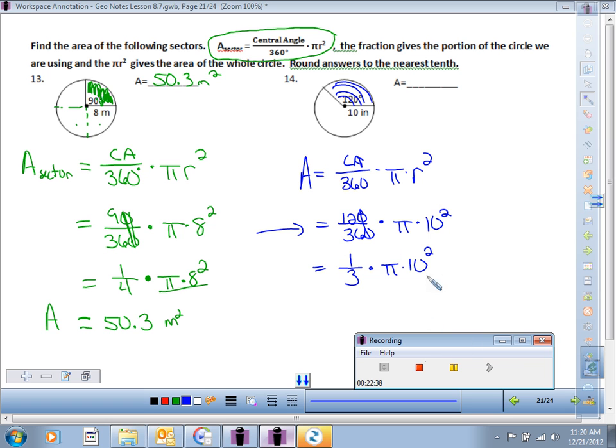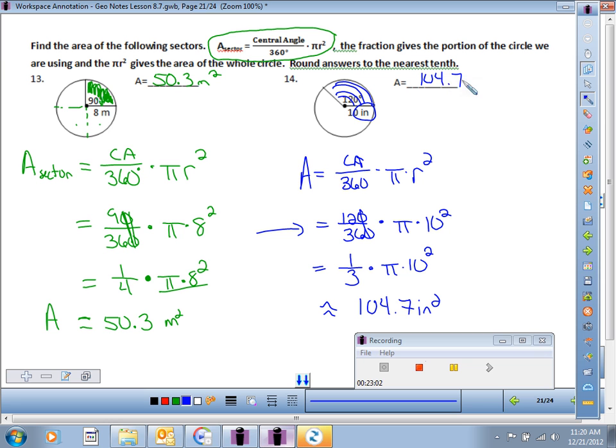Okay, now what we can do is just throw this in your calculator. So 1/3, or you could do the 120 over 360 times pi times 10 squared, and you get an approximate answer of 104.7. Label, it's still a calculation of area, so it's still inches squared. So we have 104.7 inches squared.